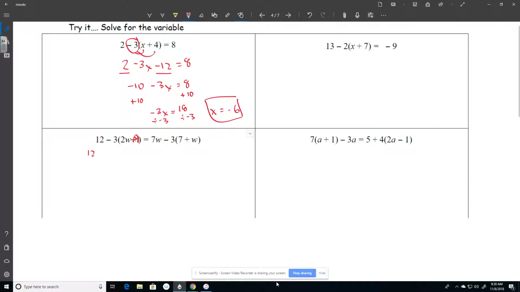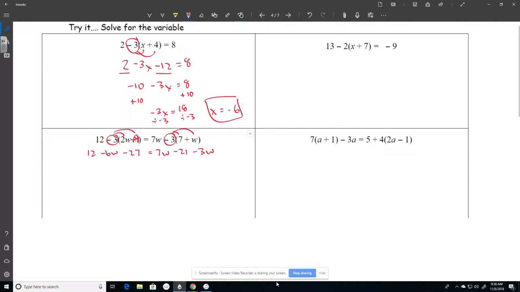So 12, I'm going to distribute the negative 3 to the 2w and the 9. Negative 3 times 2w is negative 6w. Negative 3 times 9 is going to be negative 27. And that equals 7w. And I've got to distribute this negative 3 also. Negative 3 times 7 is negative 21. Negative 3 times w is negative 3w.